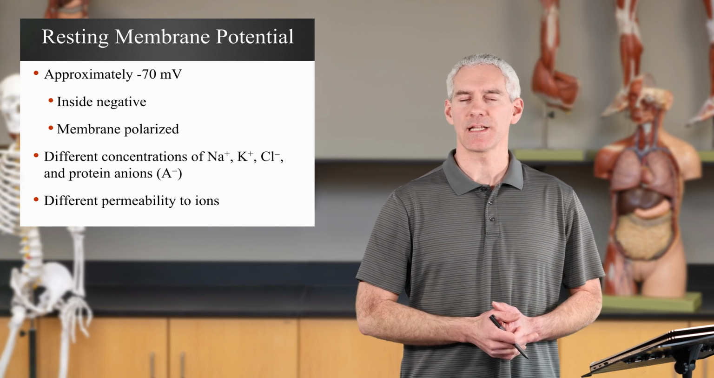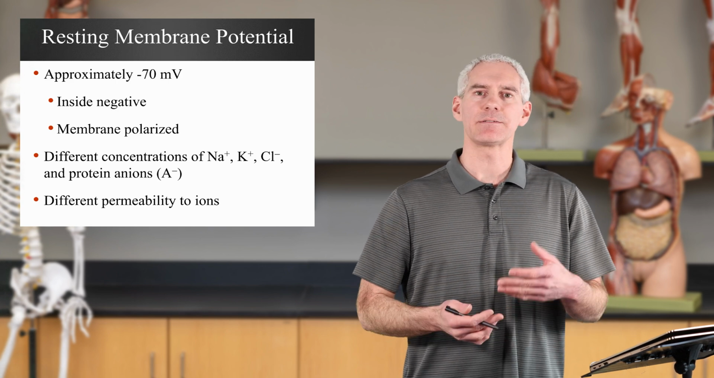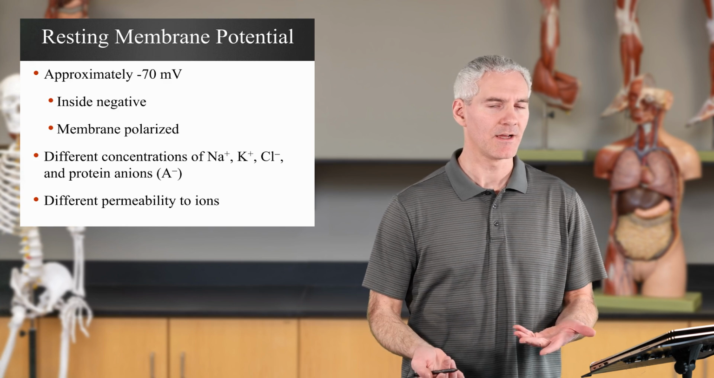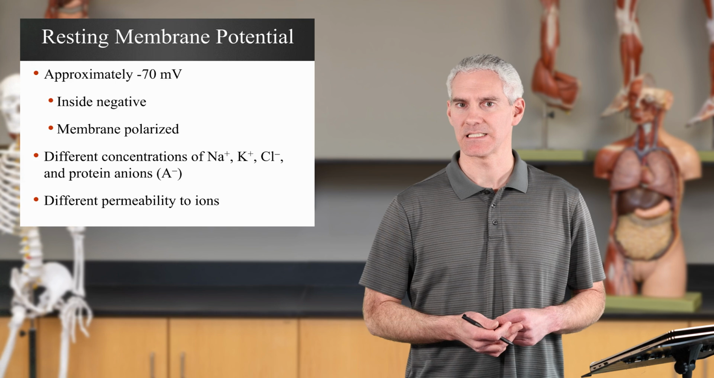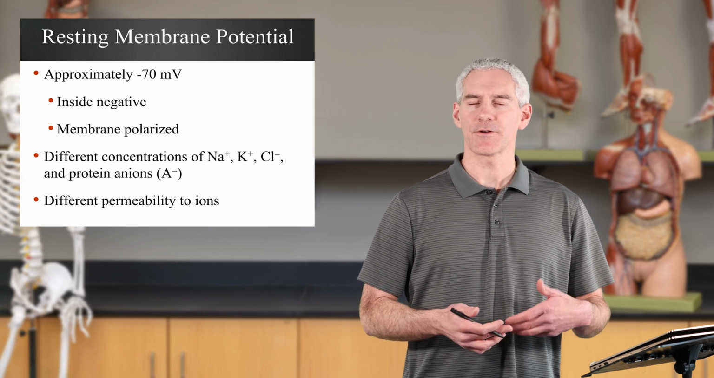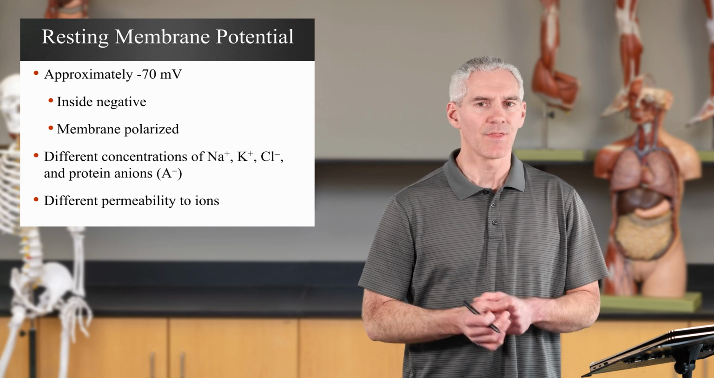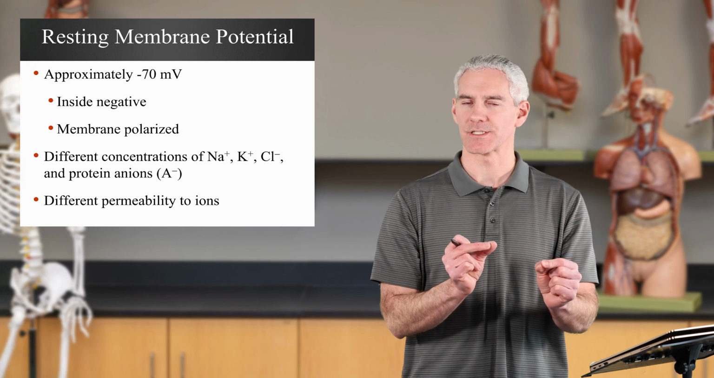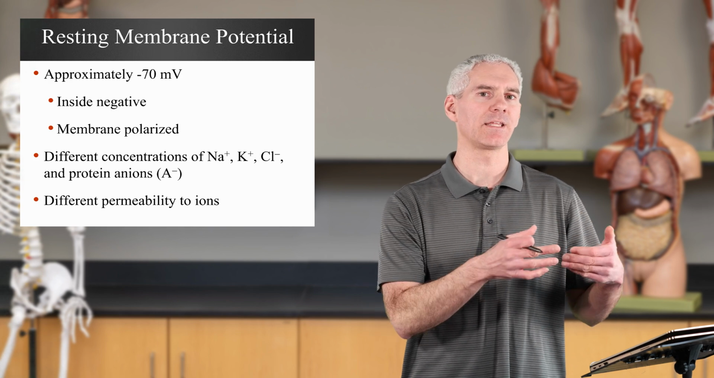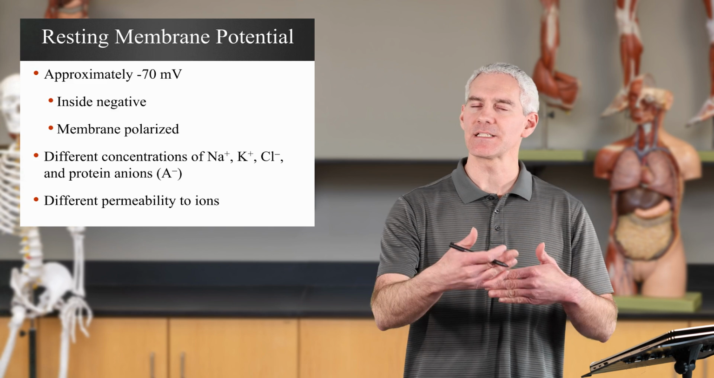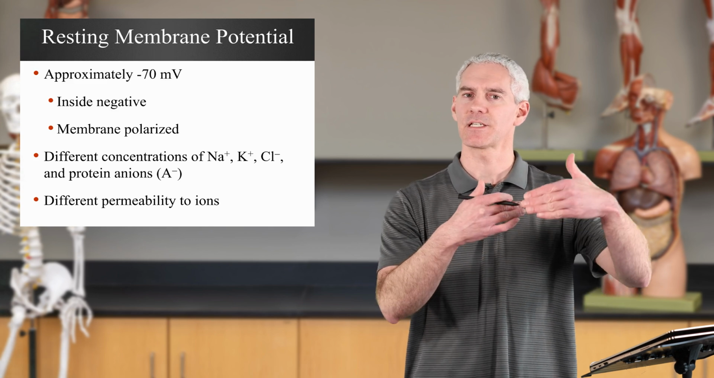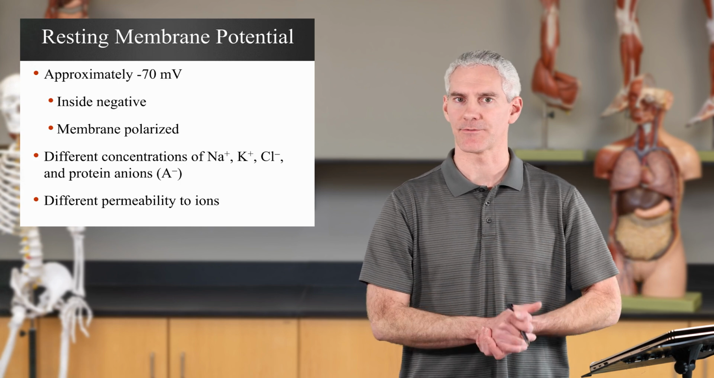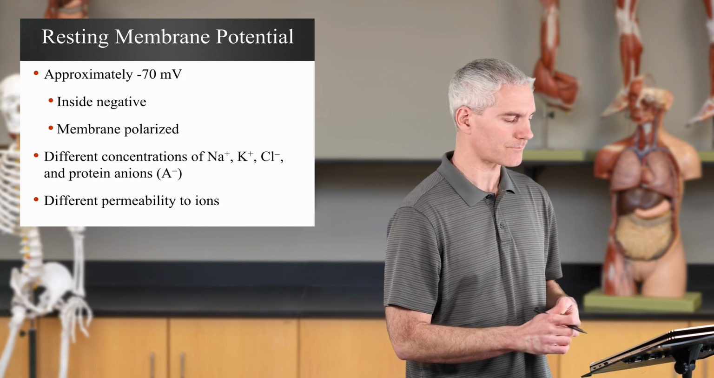Now, this difference in charge, this polarity, is maintained because of the various different ions. Things like sodium, potassium, chloride, different protein anions. These positive and negative charges are managed by your cells to stay at certain concentrations and certain levels to keep this charge difference, this potential difference across the membrane.